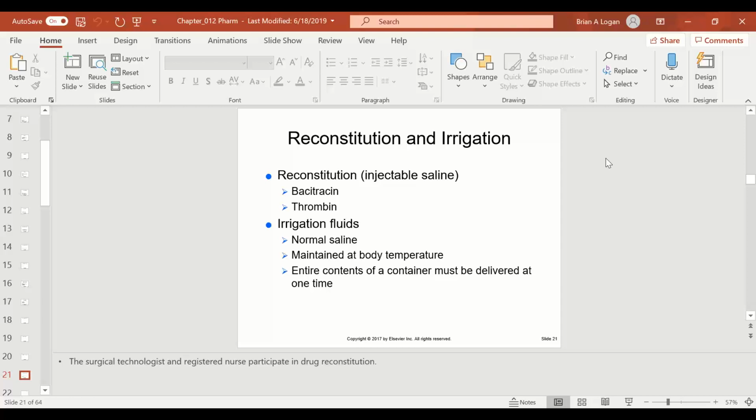Thrombin is a coagulant, but it comes in a little powder, and the nurse has to mix it and turn it back into its liquid form. The thing with thrombin is we never, ever inject thrombin. Thrombin is always given topically, which means it's just set on top of something, because thrombin will start your clotting factors. So if you inject thrombin into the vascular system, you're going to end up with clots throughout every blood vessel in your body and then die.